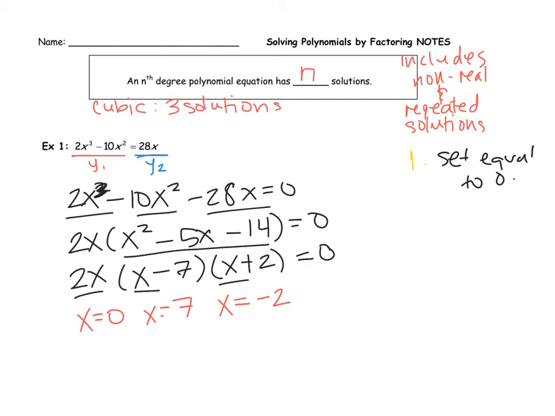So our steps were, first, set the equation equal to 0. Second, look for a GCF. Third, do any additional factoring. And finally, solve for x. Let's take a look at another example of how we can use factoring to help us solve.